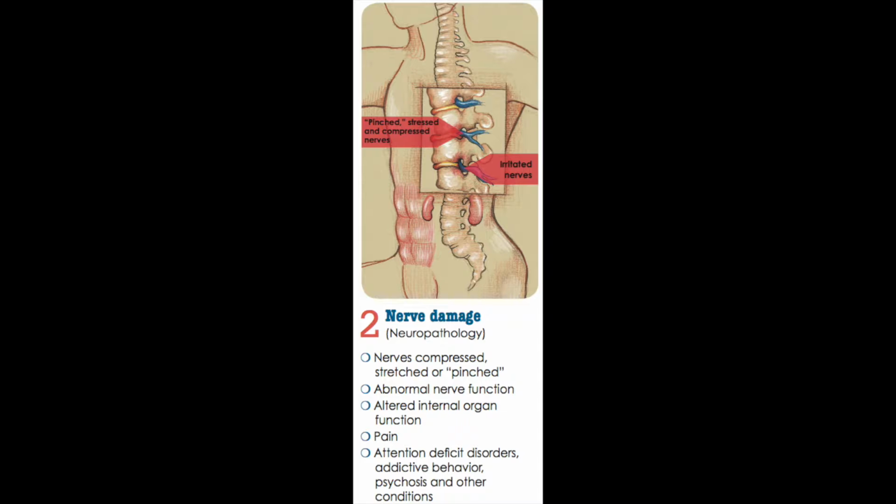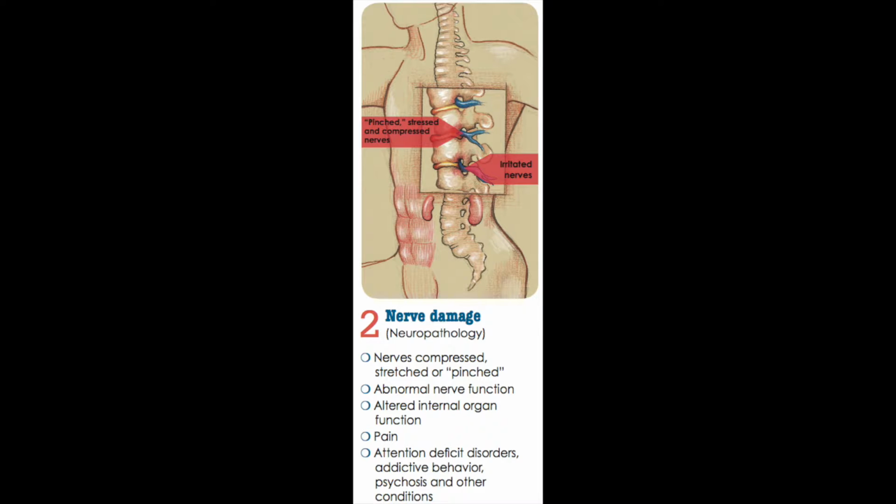We start to see nerves function abnormally. And remember, nerves carry many things, but mainly they carry sensation or motor capability, right? Movement. So if we start noticing issues with our sensation or our motor control, oftentimes a subluxation could be to blame. Also, we see altered organ function.